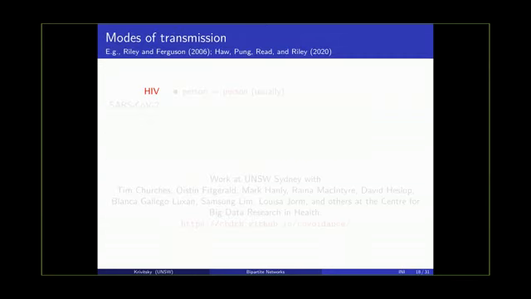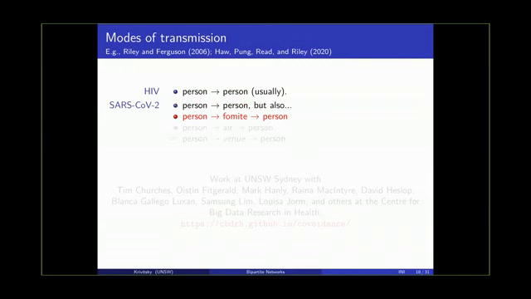Well, so far we talked about HIV. HIV usually spreads person to person. COVID-19, SARS-CoV-2, can spread person to person directly, but it can also spread from a person to a fomite to a person, or from a person to the air around the person to the person by sneezing and such. More generally, from a person to a venue to a person.